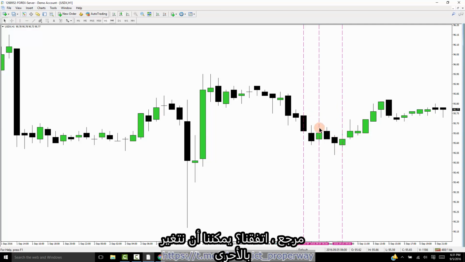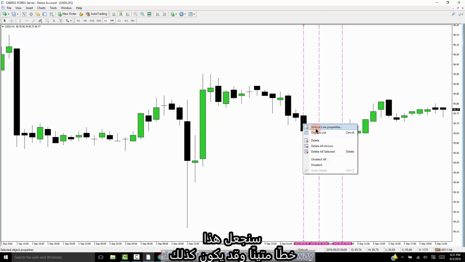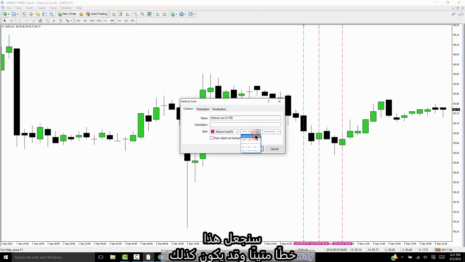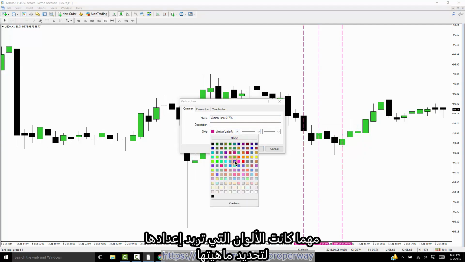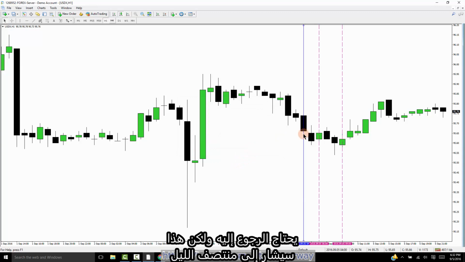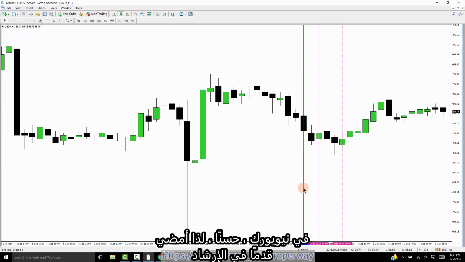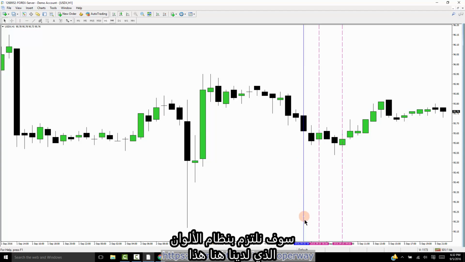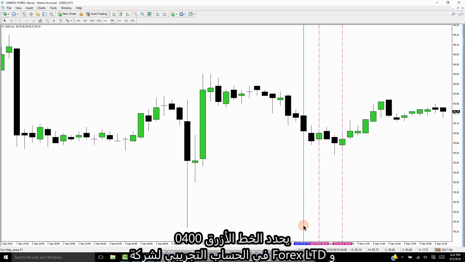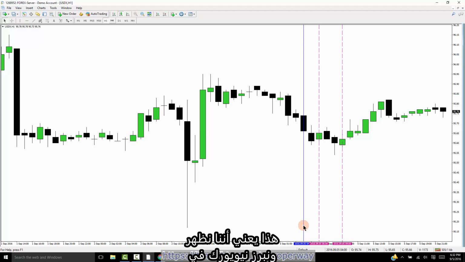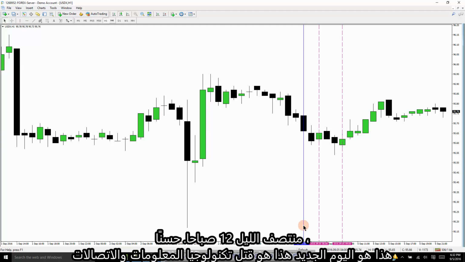Now once we have that frame of reference, we want to make this a solid line, and it could be whatever colors you want to set it up to delineate what it is referring to, but this is going to refer to midnight in New York. Going forward in the mentorship, I'm going to stick with the color scheme we're having here. This blue line is delineating 0400 in 4X LTD's demo account, and that means we're highlighting New York at midnight, 12 a.m. That's the new day.